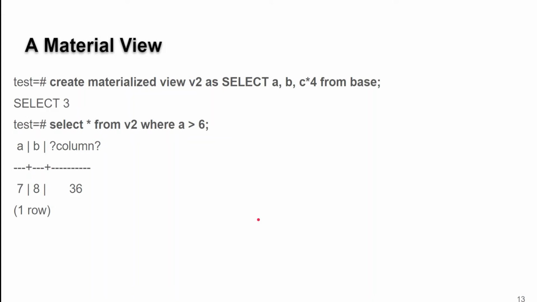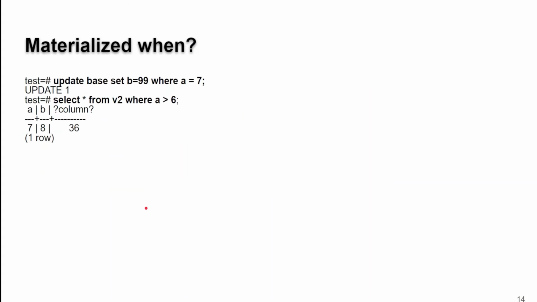Big difference when you're creating a materialized view is you have to put in the word materialized. So create materialized view v2 as select A, B, and column C times 4 from table base. And once again, we can use it like a table, so we can select star from v2 where A is greater than 6. Now, do me a favor and remember this value of 36. We're going to need it shortly, but remember 36.